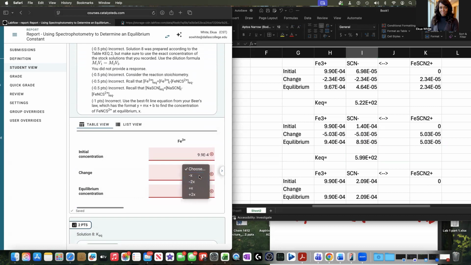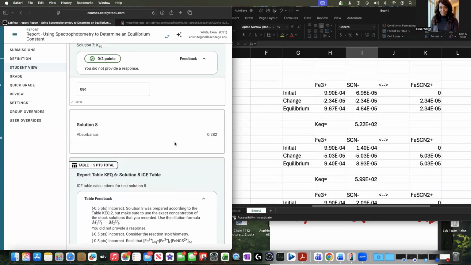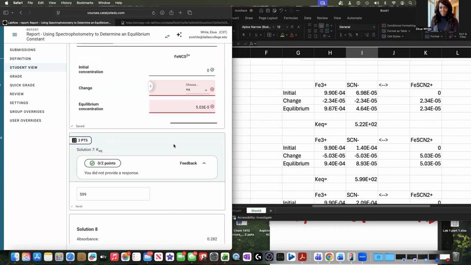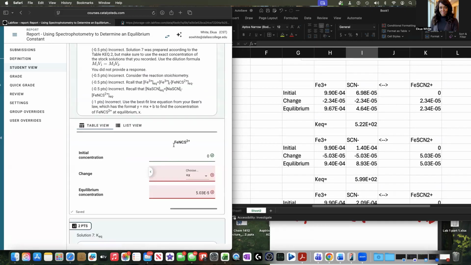So minus x, right? And then here we have 9.04. This is my third one, right? And make sure I'm copying the right thing. Now this is my second one. I'm copying this over again. Oh, this is my second one. I've only done one. No, I've done two.